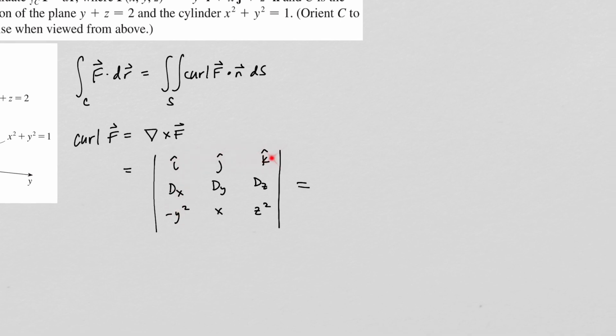So if we ignore here, we have the derivative with respect to y of z squared, which is 0, derivative with respect to z of x, which is 0. So the first component of our curl here is going to be 0. Now if we ignore here in the middle, we're going to have minus the derivative with respect to x of z squared, which is 0, derivative with respect to z of y squared, which is 0. And then ignoring the row and column here, we have the derivative with respect to x of x, which is 1. And then minus the derivative with respect to y of negative y squared, which is going to be 1 minus minus 2y, which is 1 plus 2y. So that is our curl.